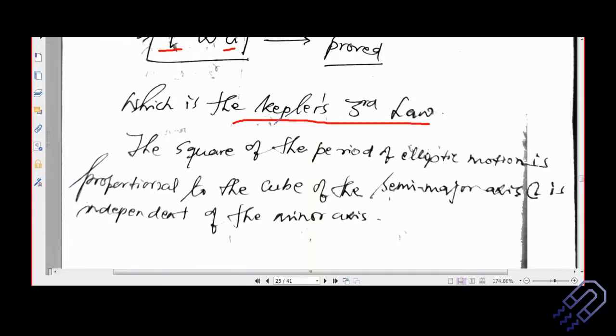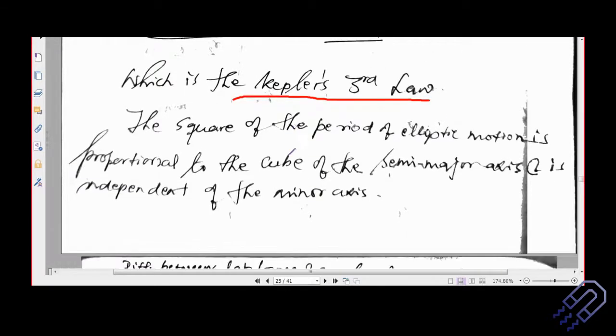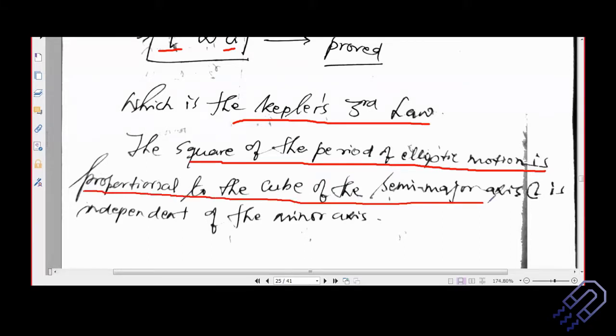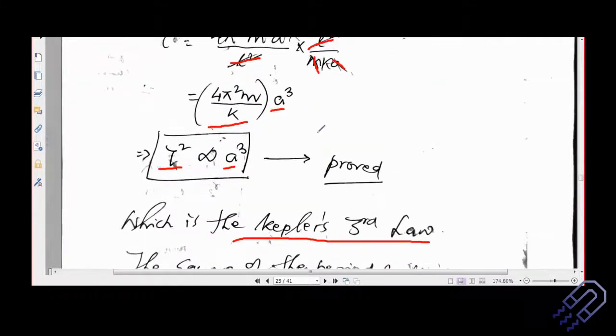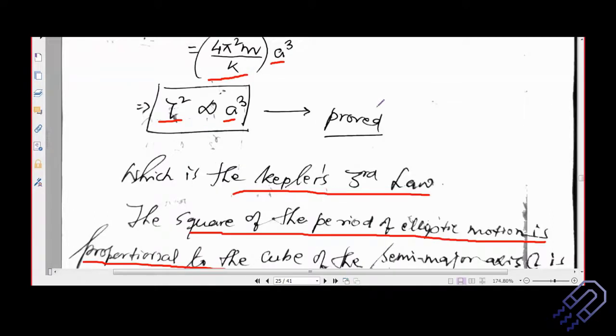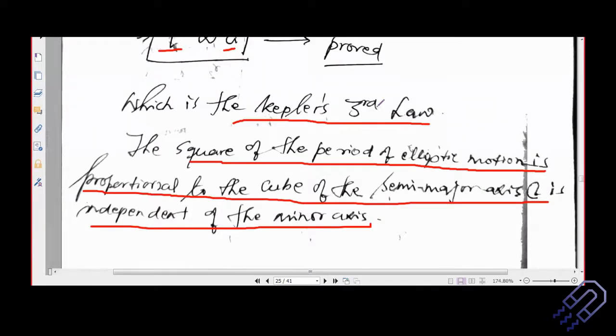So this is Kepler's third law. So what does Kepler's third law tell me? That the square of the period of elliptic motion is proportional to the cube of the semi-major axis and is independent of the minor axis. So you see this time period is independent of the minor axis. We can make it independent if we just write it down in terms of p. So this is the proof for Kepler's third law, and I think that is important.